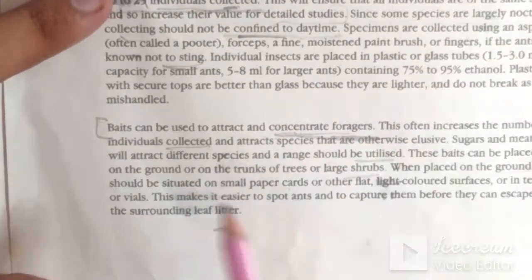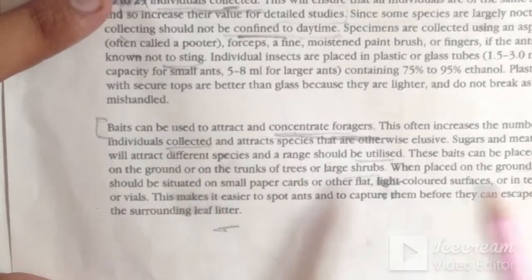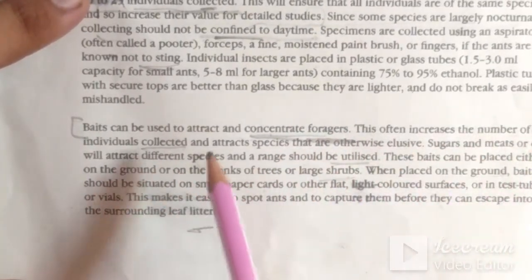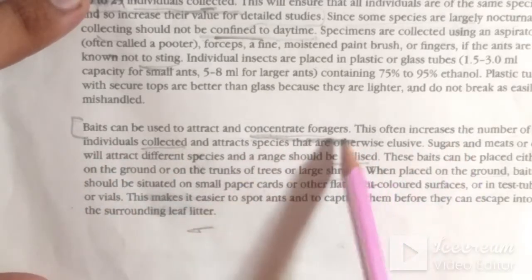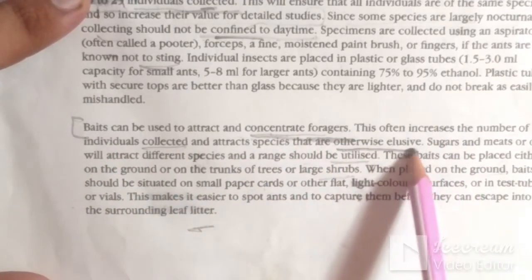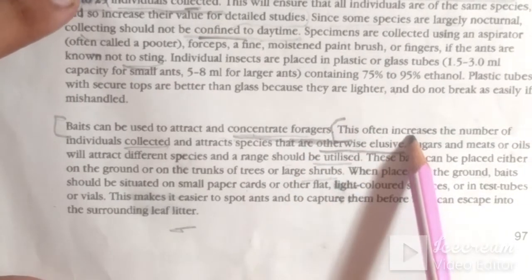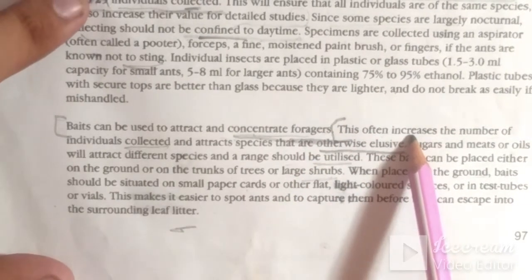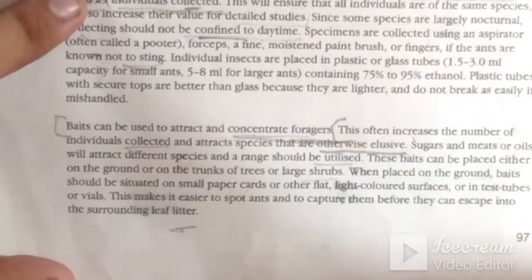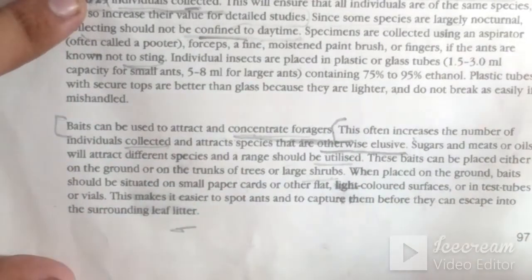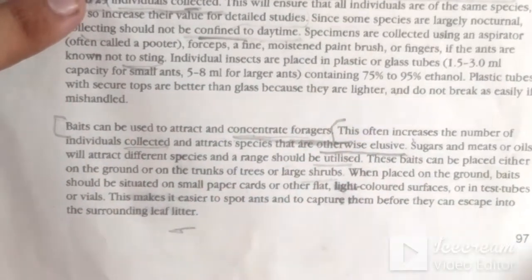So we have read that baits are being used to concentrate on foragers, often increasing the number of individuals collected and attracting the species which are otherwise elusive. This is your answer, sir. It says that here we can find out those species which are hard to find, which are not found otherwise; we can find them out with the help of baits. So this is going to be your answer.